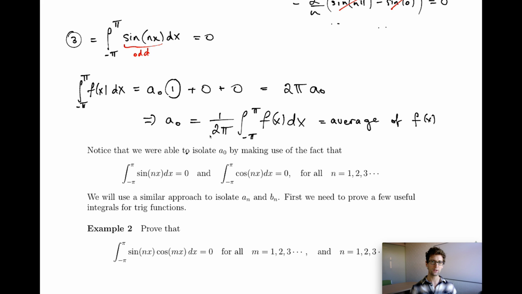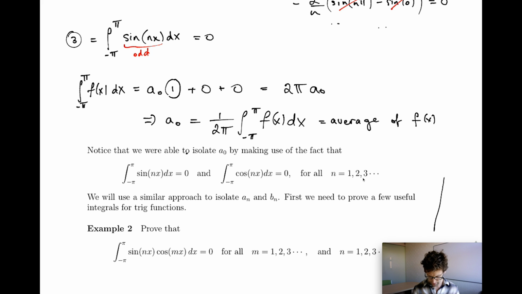Notice that in this particular approach, we were able to pick out or isolate a0 by integrating both sides of the equation and making use of the fact that the integral of sine and the integral of cosine from minus pi to pi was equal to 0 for any n equals 1, 2, 3. So this is a very useful technique, and we're actually going to use a similar technique to isolate an and bn. But first of all, we're going to prove a couple of useful little integrals for trigs.